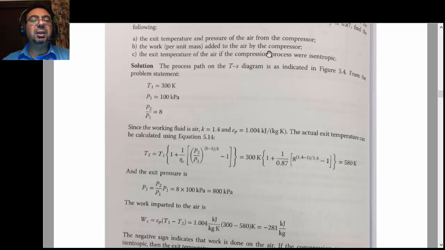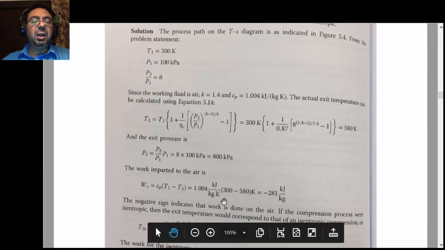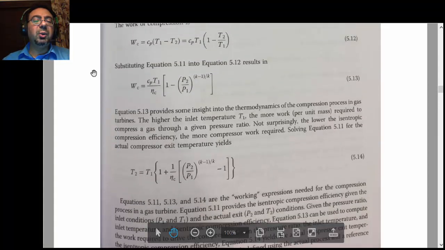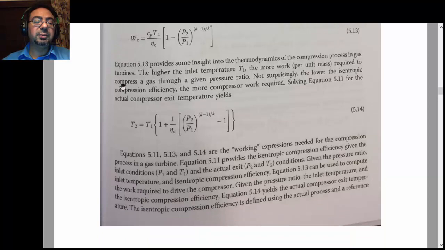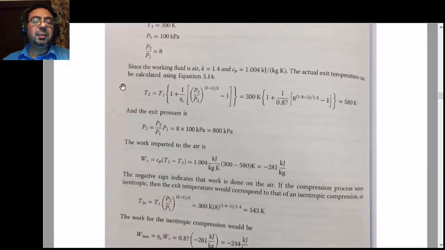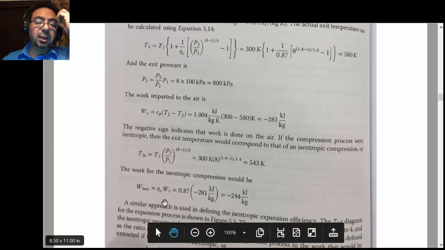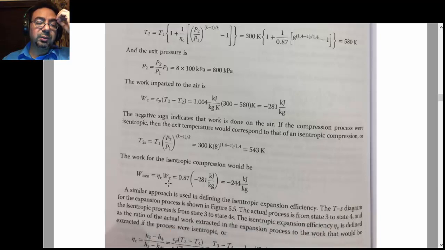The work per unit mass added to the air by the compressor is Cp times T1 minus T2, and you can do this, or if he didn't really ask for the temperature, we can just use this expression, because we know T1 is 300 Kelvin and we know the pressure ratio is 8. So we can use that expression for the compressor work. This is joule per kilogram. This is specific work. And the isentropic work will just be the eta compressor multiplied by the actual work.